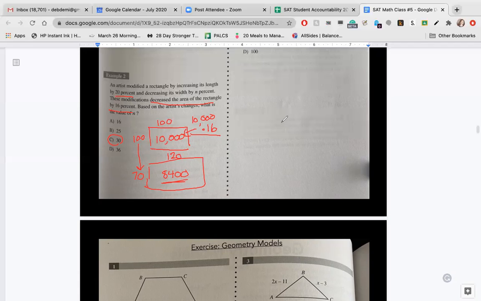All right, you could have also thought of it like this: 10 by 10, so the complete area is 100. Then we are going to increase this by 20%, so it's going to be 12. We don't know what this is. If we decrease this by 16%, it's going to be 84. This number has to be 7, and that would be a 30% decrease, going from 10 to 7.